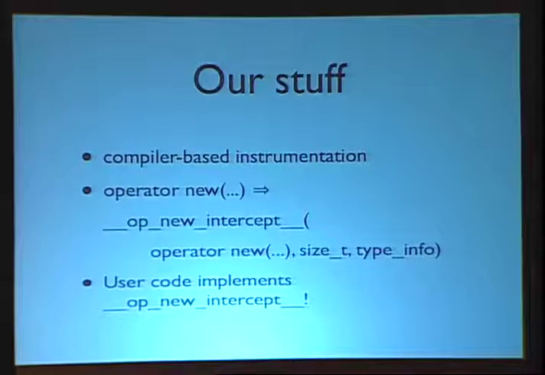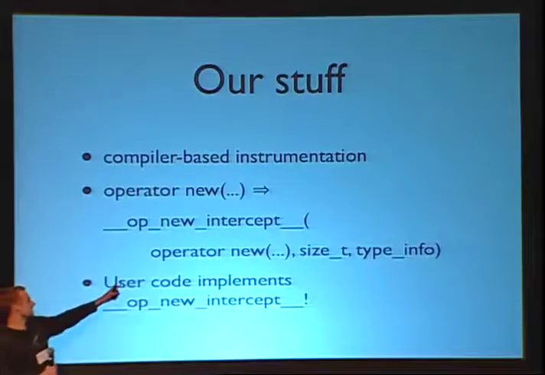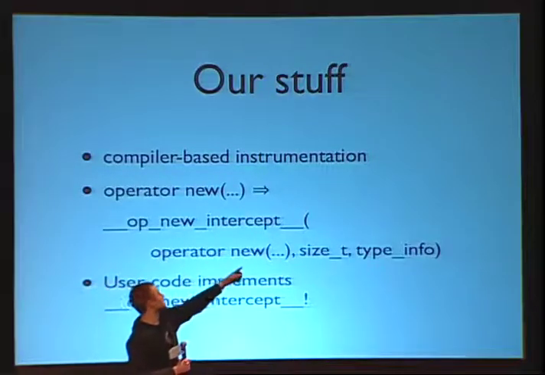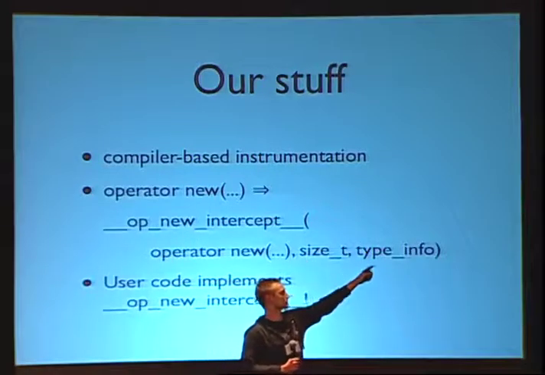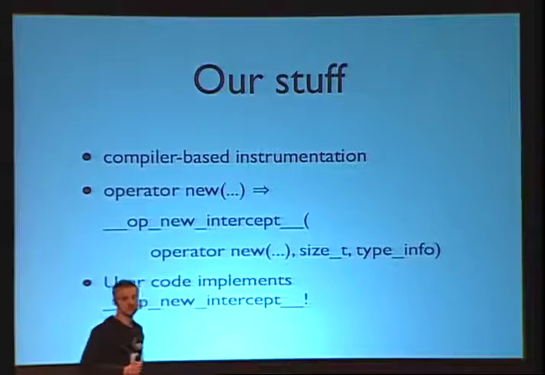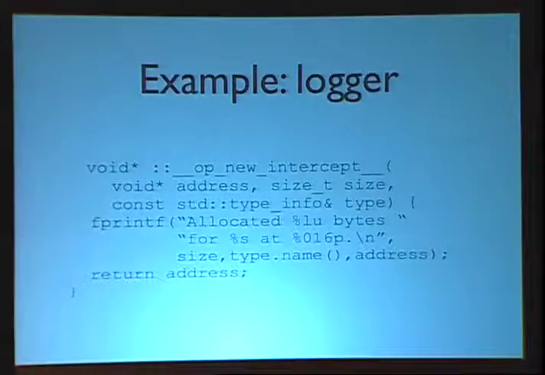So what we came up with is basically a compiler-based instrumentation. Every time the compiler has a call to global operator new, it replaces this with a call to op new intercept, which receives the result of operator new, and then it also passes in the allocation size and, crucially, the type info, the std type info. And then it's up to user code to implement op new intercept. In our case, we have some code in Chrome that does something interesting.